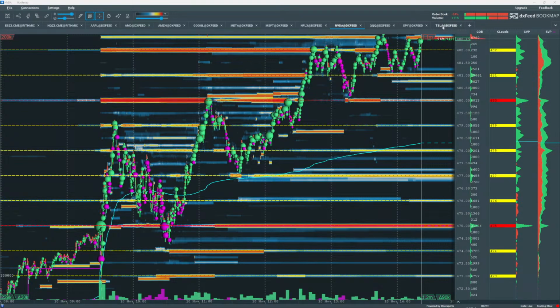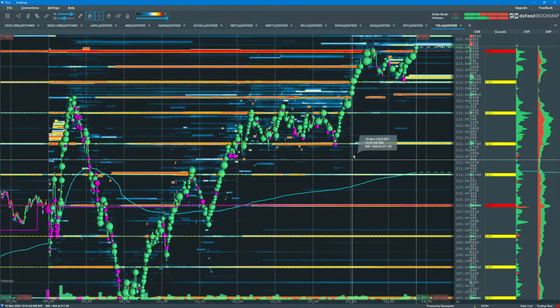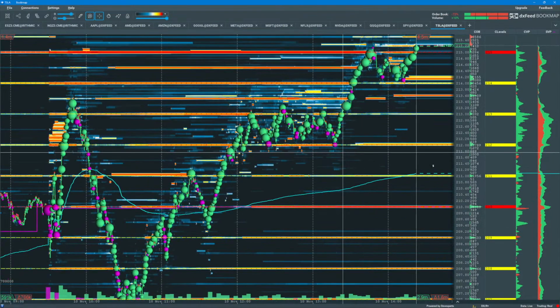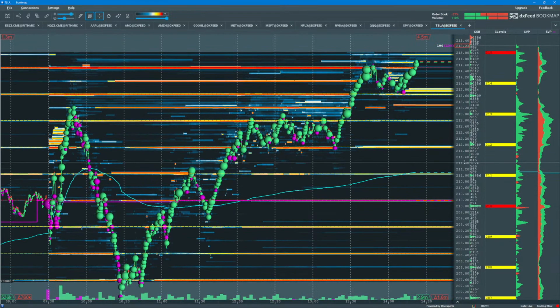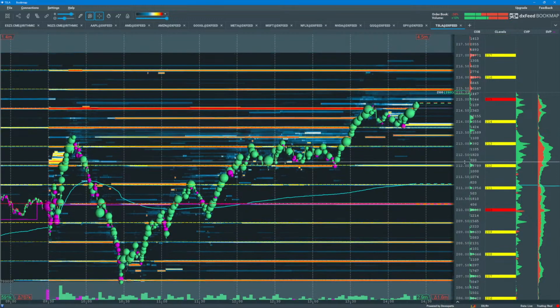Let's see what's happening in Tesla. Tesla's been beaten down pretty bad lately. Let's see if the dip buyers are in. Tesla, yeah, it looks like they are. Note all the green volume dots. A lot of aggressive buyers, buy minus sell.